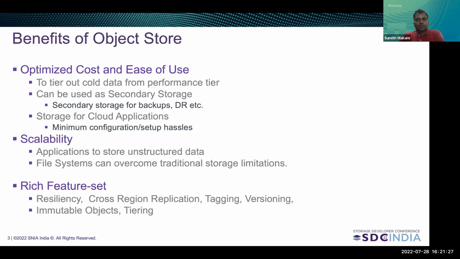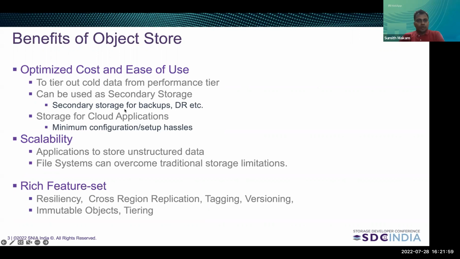Coming to the benefits of object store: optimized cost, ease of use, scalability, and rich feature set. These are the primary benefits of an object store. As mentioned, one of the main benefits is cost and ease of use. AWS standard tier charges 5 cents for 1,000 put and list operations and 0.4 cents for 1,000 get requests. Because of this low cost, object store is used in various products and workflows.